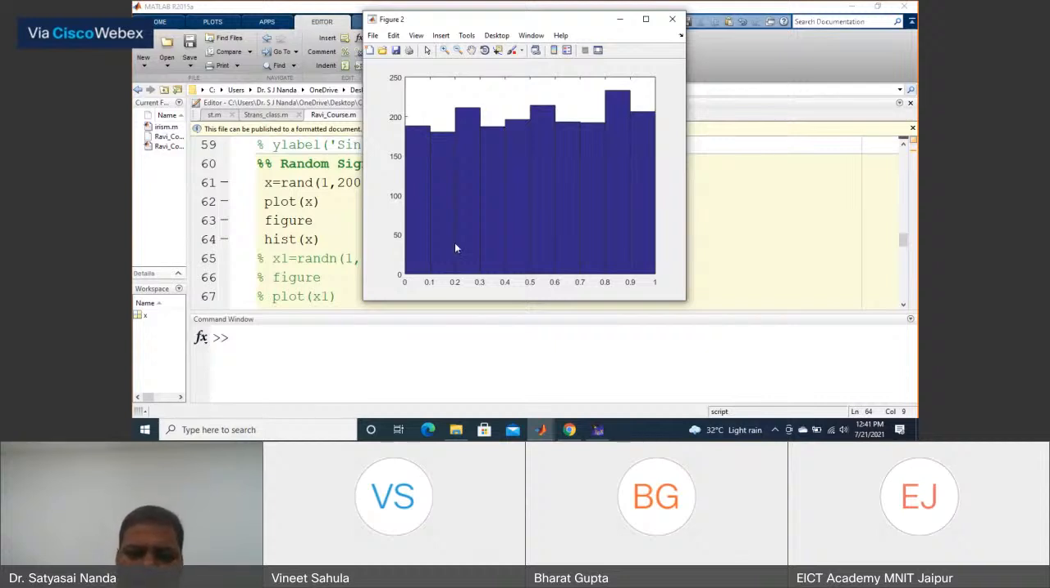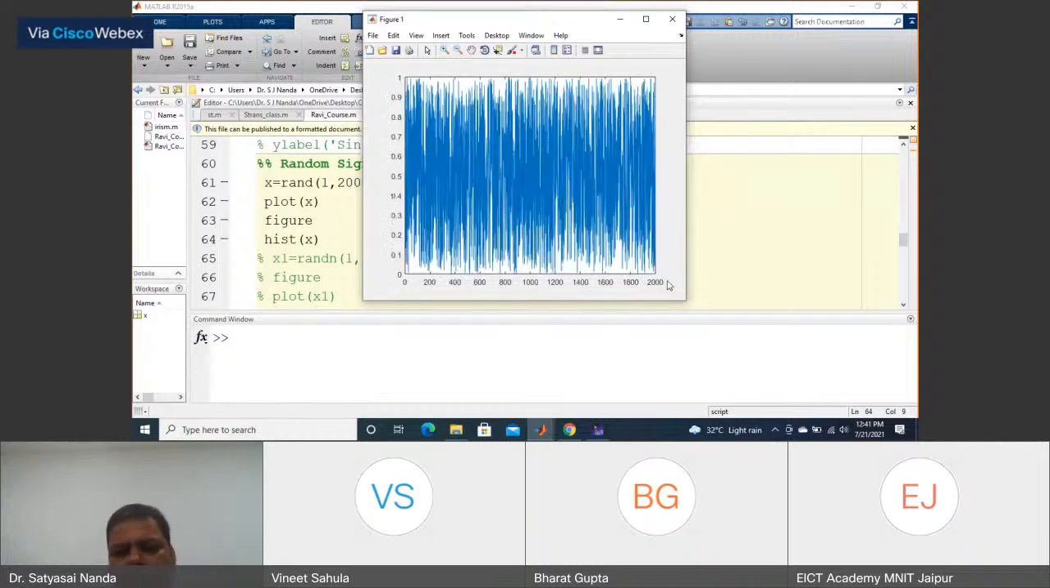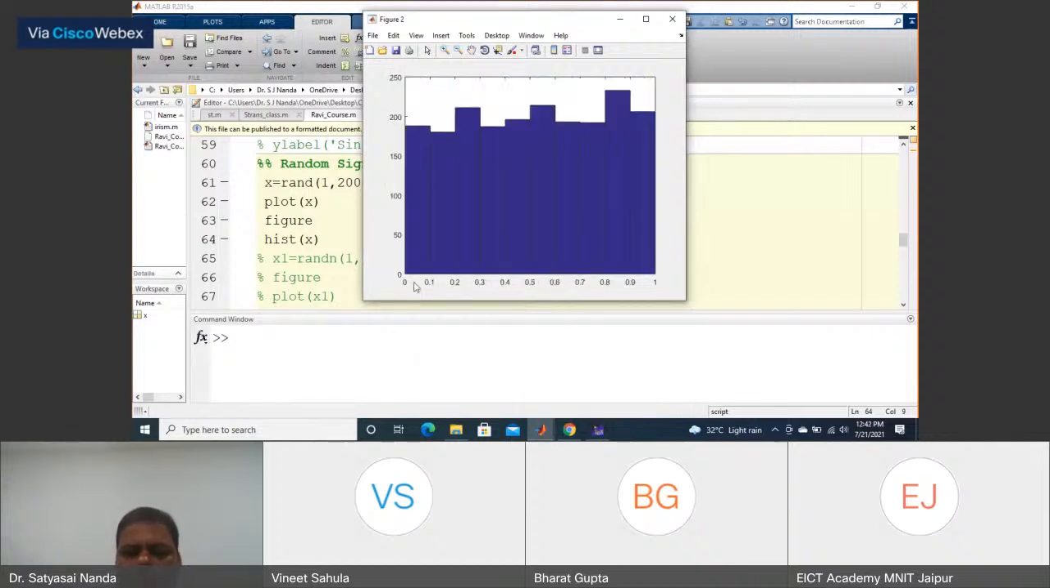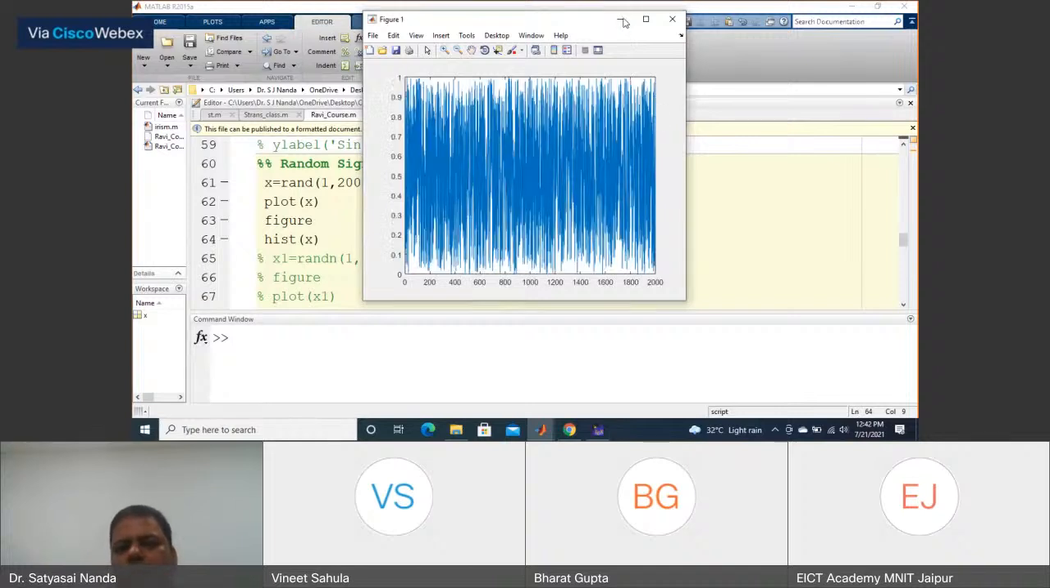It is almost between 0 to 1, and as we have taken 2000 samples, in every division there are almost 200 samples. So 10 divisions, 200 into 10 is 2000. Like that, these 2000 samples are between 0 to 1, and all samples have been uniformly distributed. Between 0 to 0.1, 200 samples have been generated, 0.1 to 0.2, again almost 200, and like that near about 200 samples have been generated for all of them.